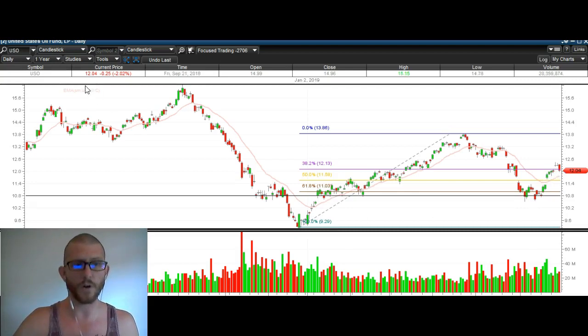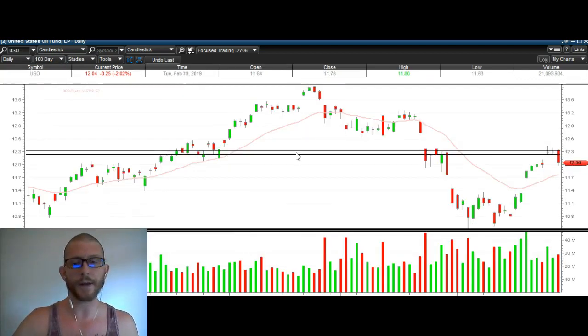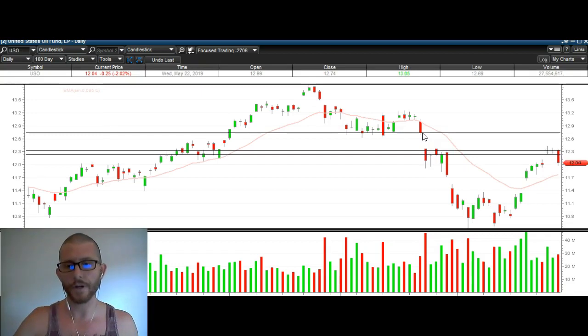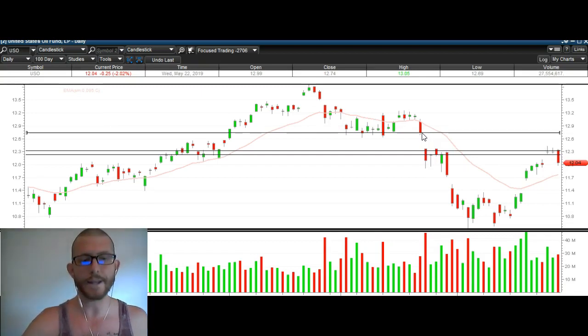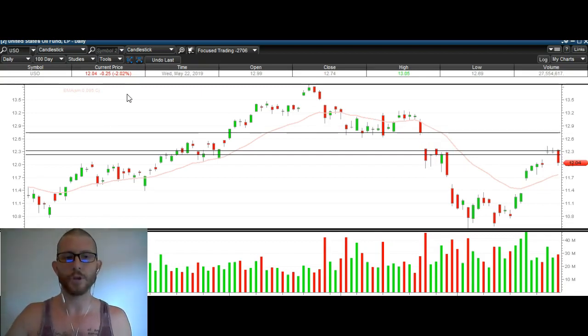So, again, as far as what to do now with oil, if we break over this level, over about 12.50 or so, and close over that level, you can see it was resistance here and right there. Then I think we can come up here and tag that level, which is right around 12.80 if you're looking at USO.